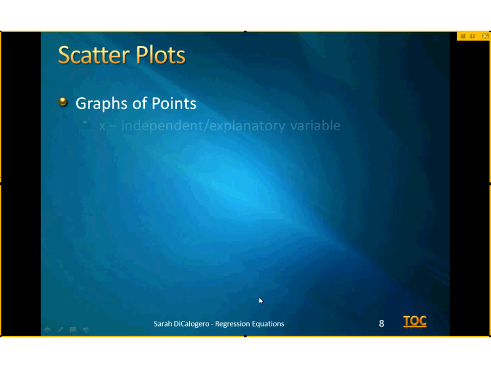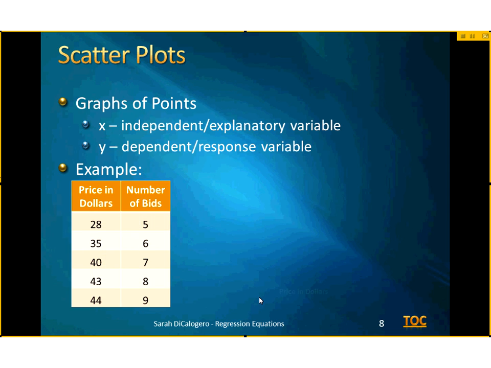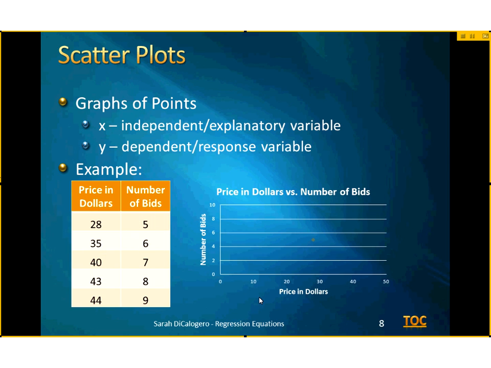Scatter plot. X is your independent, also called your explanatory variable. Y is your dependent or your response variable. And here's just a graphic of how a scatter plot would work. Price in dollars versus number of bids, an eBay example: price in dollars versus the number of bids that it gets. So you can see as the price in dollars is higher, the number of bids is increasing.